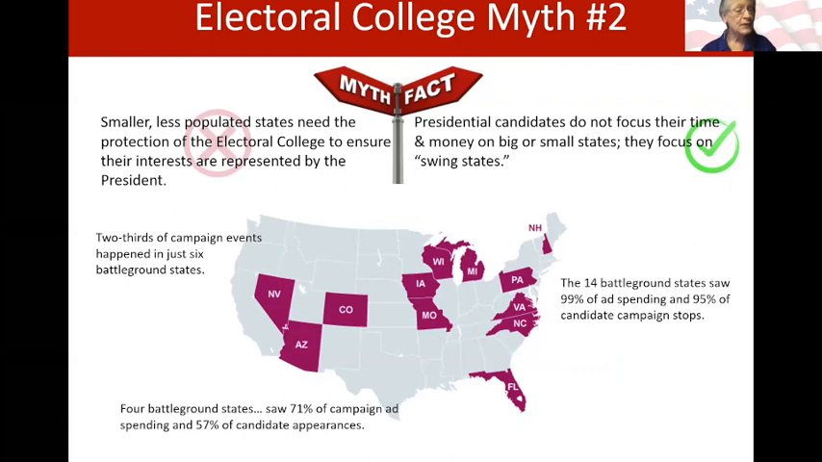19 states received all campaign visits from the 2 presidential candidates in 2008, virtually ignoring the other 31 states, both large and small. So there's no basis for the myth that smaller, less populated states need the protection of the Electoral College to ensure their interests are represented. In fact, the Electoral College actually diminishes the rightful representation of the residents of larger and smaller states.